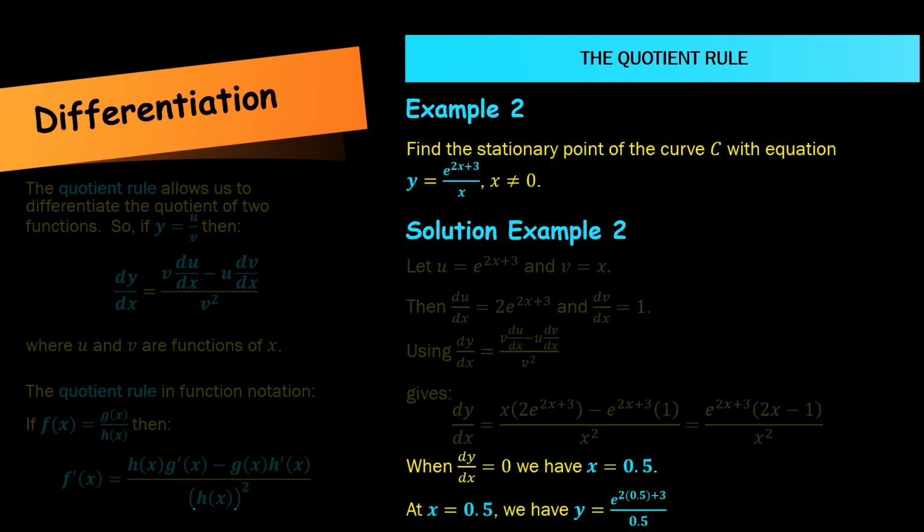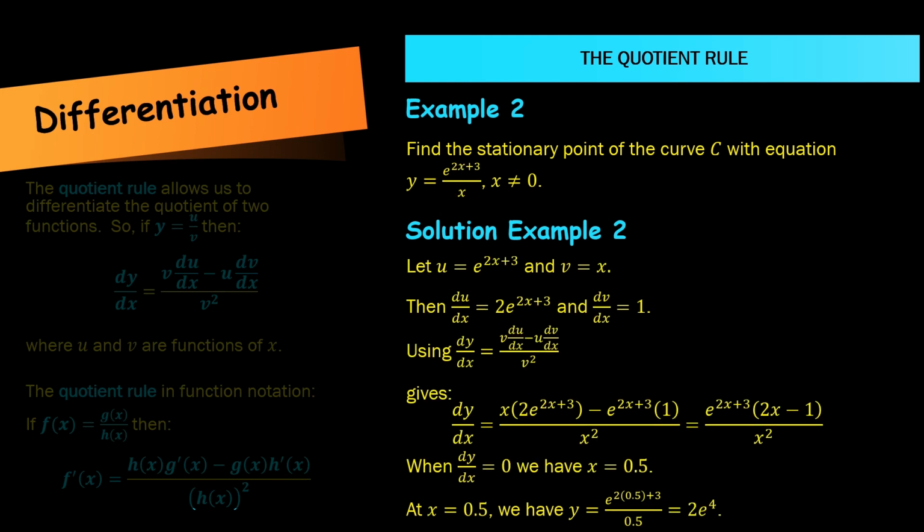At x equals 0.5, we can plug in x equals 0.5 into the formula for y to give us this expression shown here. Tidying up gives us 1 over 0.5 is 2. E remains, of course, as it is. And this is raised to the power 4, as shown here. So therefore, the stationary point occurs at 0.5, 2e to the power 4.